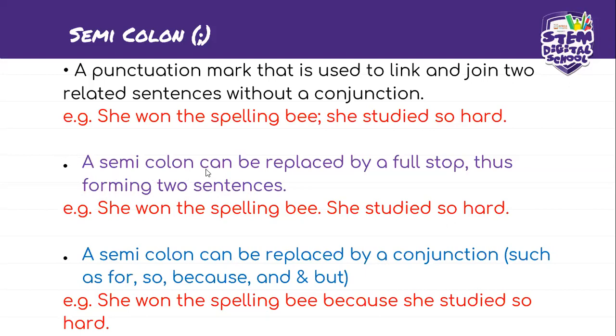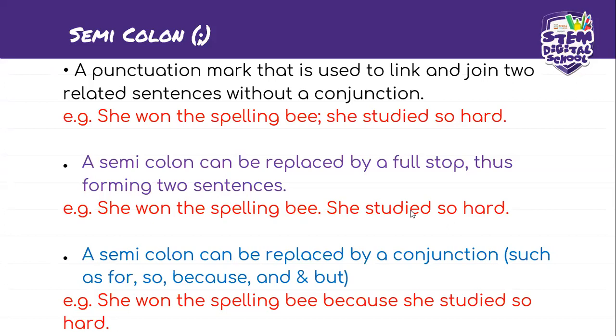Anyway, let's continue. A semicolon can be replaced by a full stop, thus forming two sentences, okay? So I'm going to take the same sentence. We are going to take the very same example. She won the spelling bee, then you write the full stop. She studied so hard. So what does that mean? This means that instead of using a semicolon, we decide to use a full stop, okay? So we use a full stop to replace the semicolon.